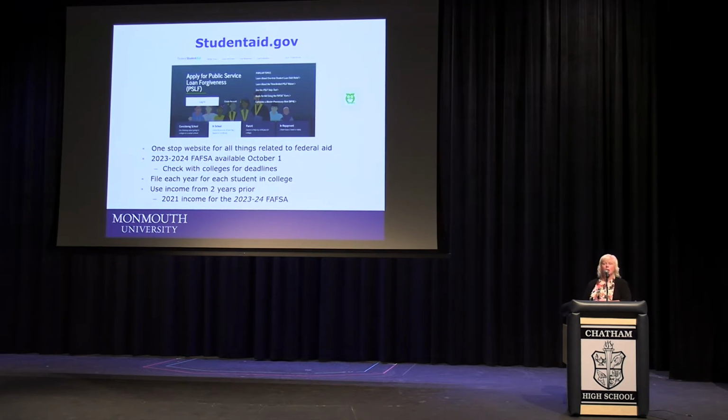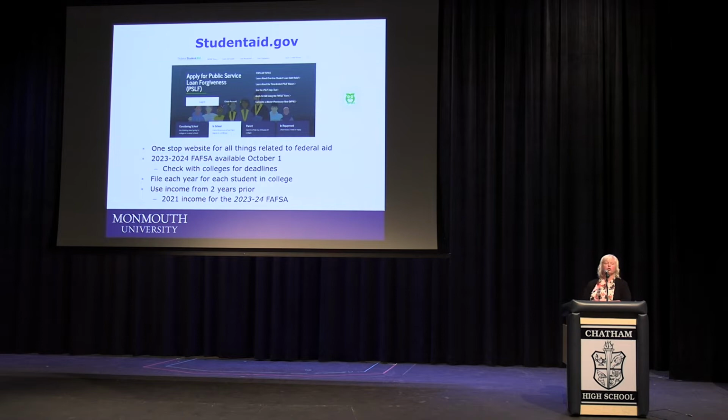You're also going to need to complete a FAFSA for every year, for every student that you have in college. The FAFSA is a student aid application, not a family aid application. So each student needs their own application, even twins need their own application. And you're going to be using income information from 2 years prior. So that means for the 23-24 FAFSA, you'll be using your 2021 income information. So those are the taxes you would have completed for this past April 15th, hopefully.